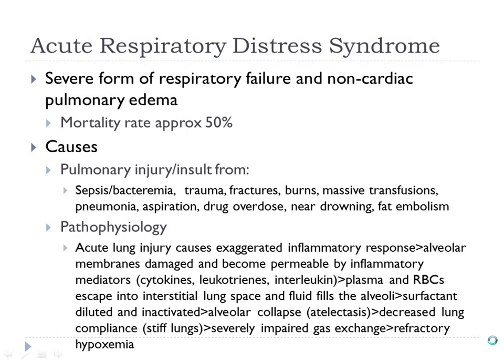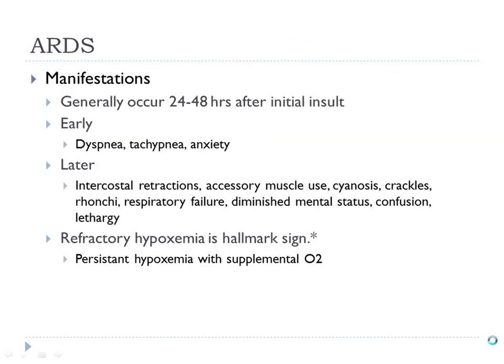What does that say under there? Refractory hypoxemia. That's important. So refractory hypoxemia is the hallmark sign of ARDS. And I'll talk about what that means. I said 24 to 48 here, but whatever. Short period of time. So early signs are those of respiratory failure. And then later we have more severe signs. The person develops respiratory failure. This person is probably 9 times out of 10 going to require ventilation.